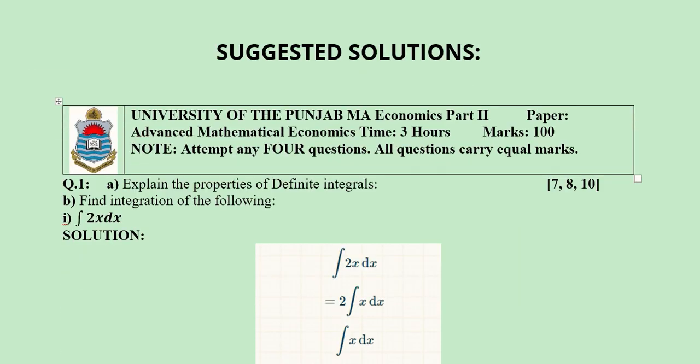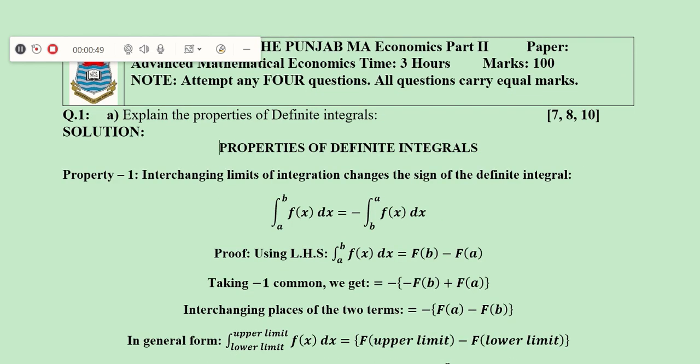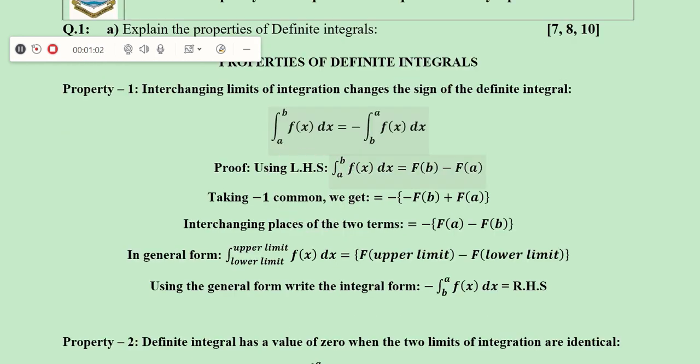The first question is about the definite and indefinite integrals. The first question has the first part which deals with the properties of the definite integrals. So here we have the properties of the definite integral. The first property is that if we interchange the upper and lower limits, the answer will change in terms of its sign. This is the proof of that.